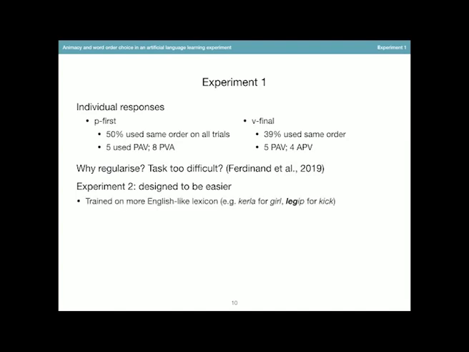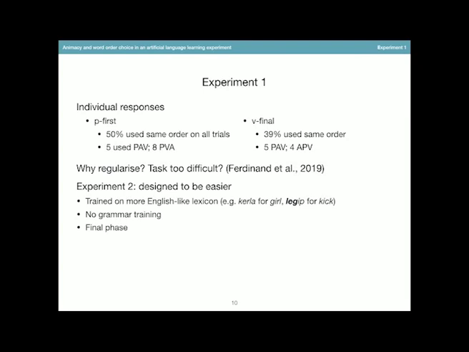So we made two changes. The first was that instead of using a random lexicon, we used a more English-like lexicon. So some words had some kind of similarity to their English counterpart, so curler for girl. Other words had an element that had some kind of association with a reference, so legate for kick. The second, more important change we made was that we eliminated grammar training altogether. That sounds weird, but it's not as weird as it sounds.